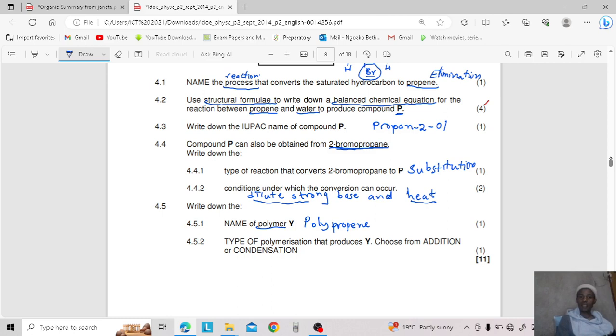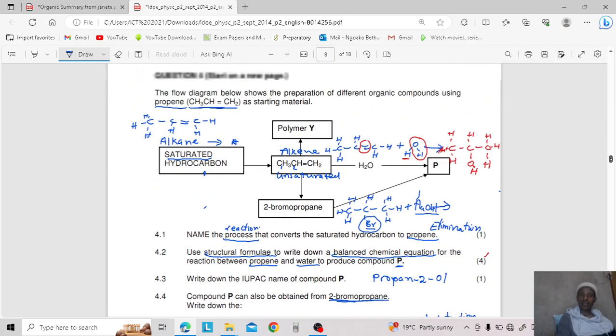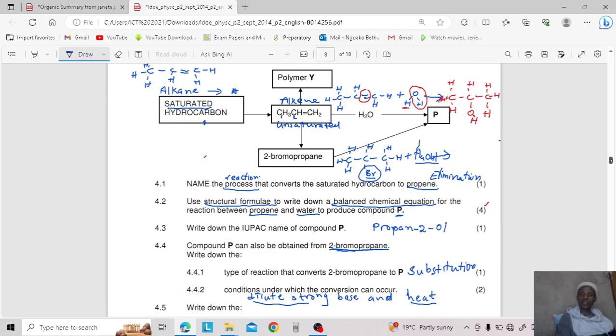The type of polymerization that produces Y, in this case it's not complicated, we just have an addition polymerization reaction. So this is the end of this revision.